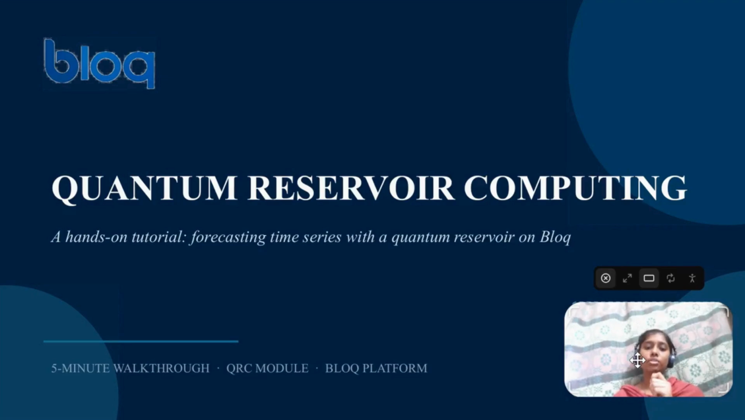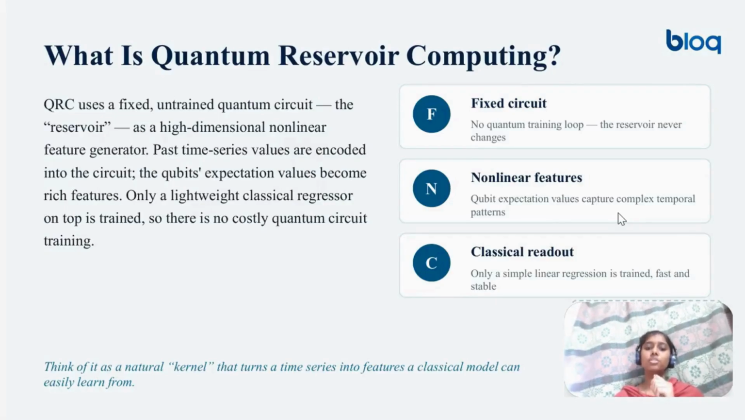So today we are looking at one of the simplest ways to bring quantum computing into machine learning, which is quantum reservoir computing, or QRC. Imagine you're trying to predict tomorrow's electricity demand, stock price, or even sales for the next week. These are all time series forecasting problems where the goal is to predict the future using past data. Normally, training quantum machine learning models can be computationally expensive because the quantum circuit itself has to be optimized.